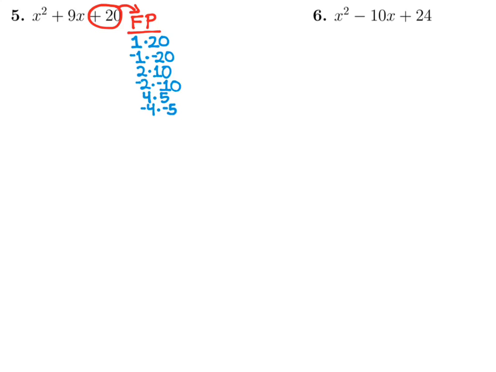Hey, welcome back. The magic number was, in fact, 20. Gives us those factor pairs. Since we're trying to add to 9, 4 and 5 is the winner. So x plus 4 times x plus 5 is our answer.